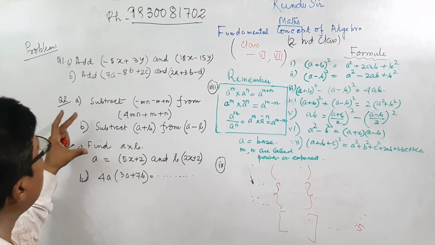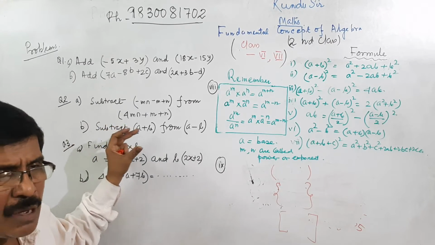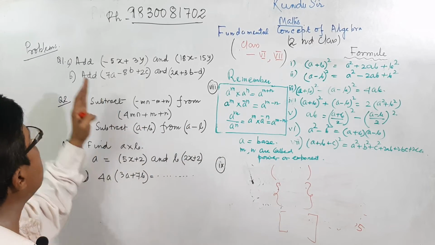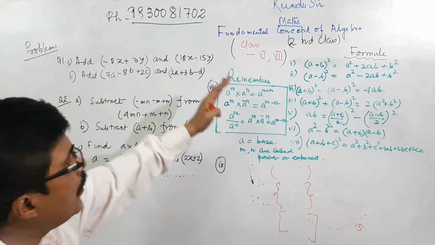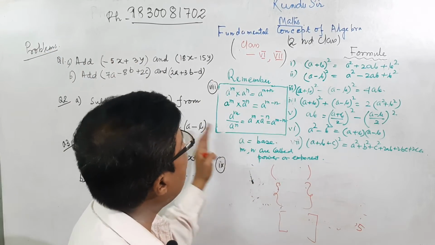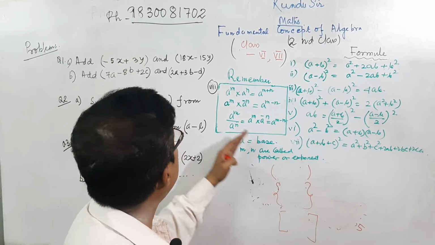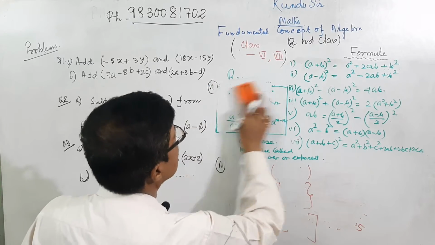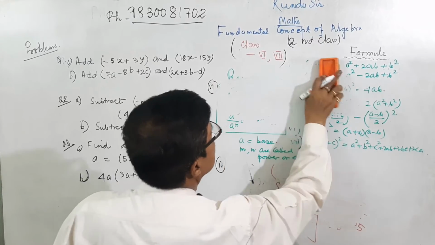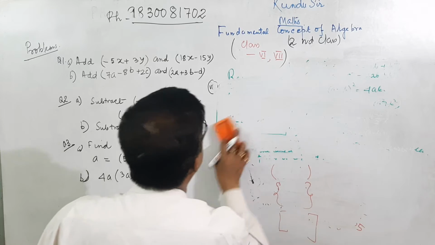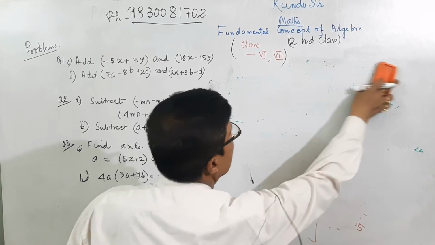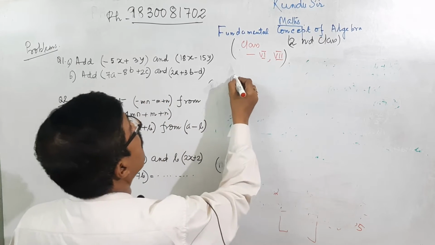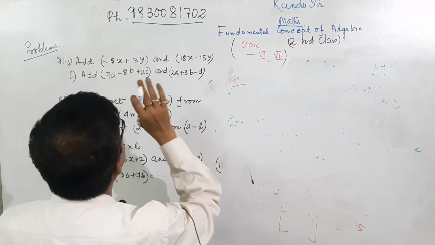Now we will become familiar with some operations of algebraic terms. First we should be familiar with addition. Now I am removing the right hand portion of this so that we can work out the problem here. Now problem number 1 is addition. Question number 1, addition.